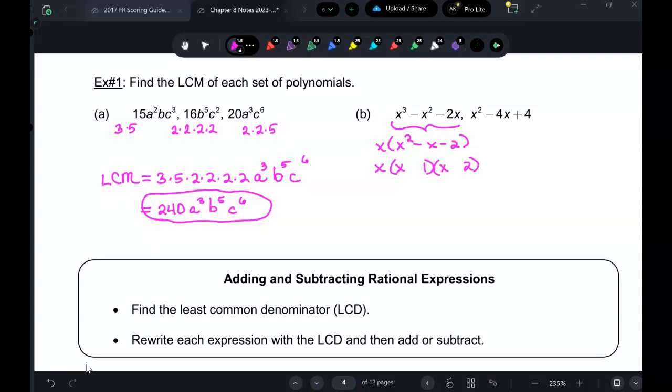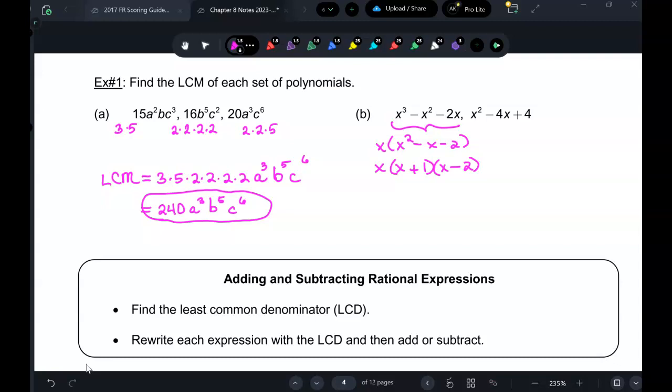2 and negative 1. 2 and negative 2? No. 1 and negative 2. Negative 1 and 2. No, because when I combine these, I need to get a negative 1 here.